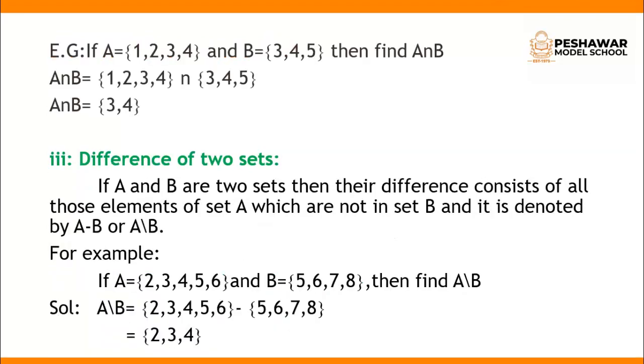Let's take an example. If A is equal to {1, 2, 3, 4} and set B is equal to {3, 4, 5}, then we have to find A intersection B. Intersection means common. So we put here the values of set A, that is 1, 2, 3, 4, intersection the values of set B, which are 3, 4, 5. Which elements are common in both sets? Element 3 is common among both sets and element 4. So our answer of A intersection B is equal to {3, 4}.